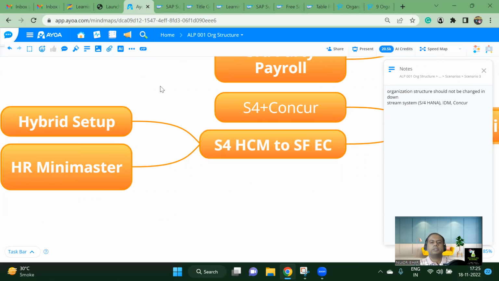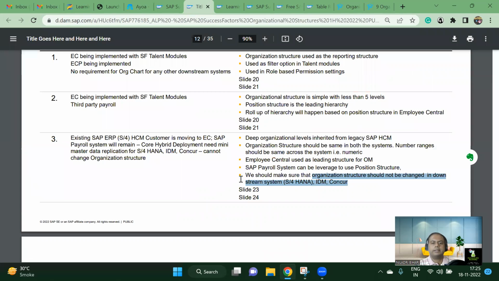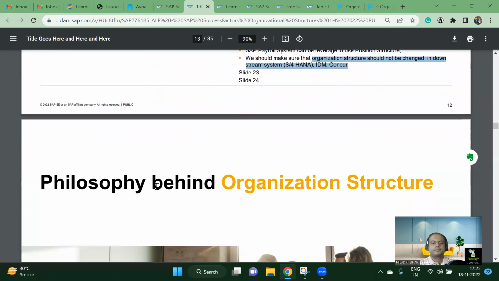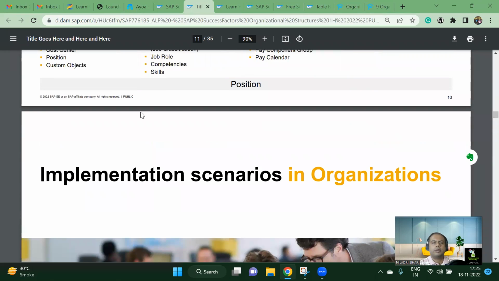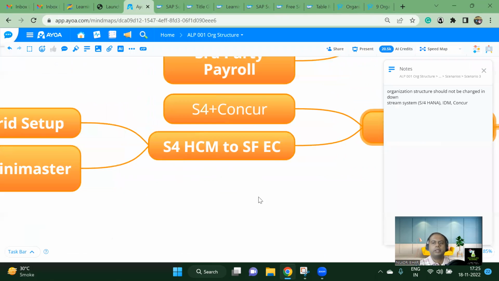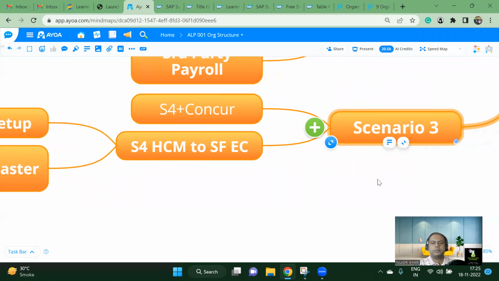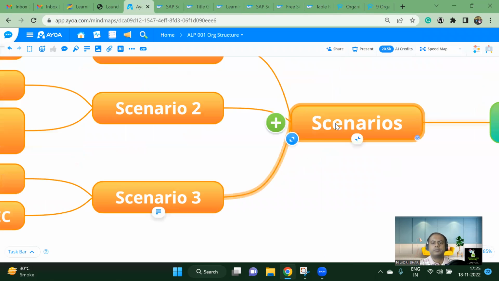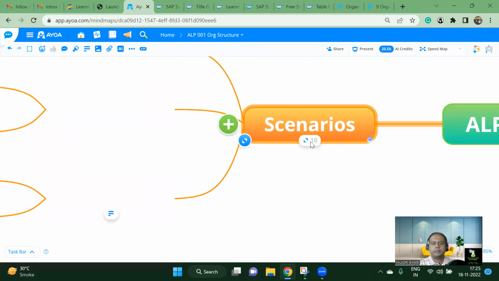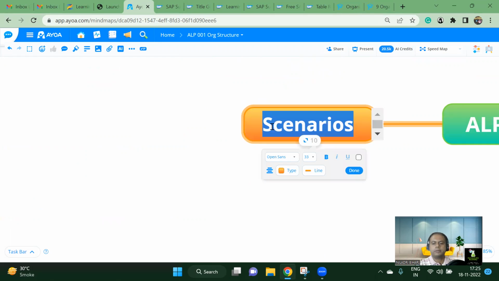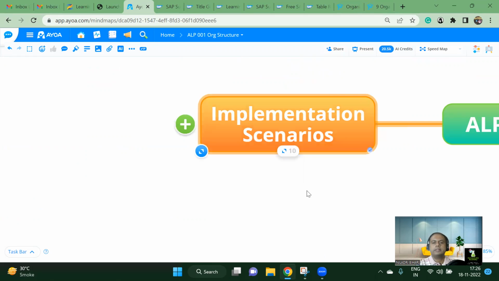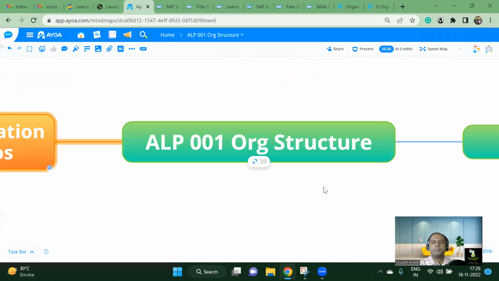So now coming to the third one, after understanding this. Okay, so this is all about the implementation scenarios we talked about, right? So now let's move on to the next topic. First of all, we talked about different structures, then we talked about three major implementation scenarios here. Now with this understanding, we will move on to the next topic.